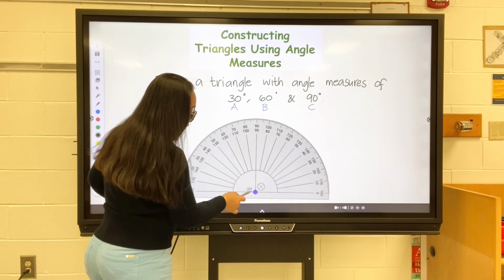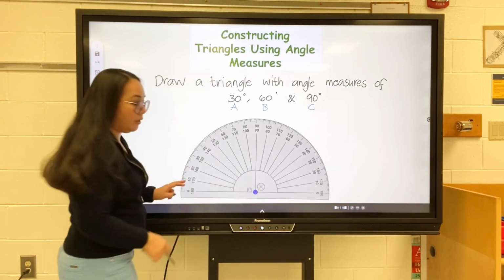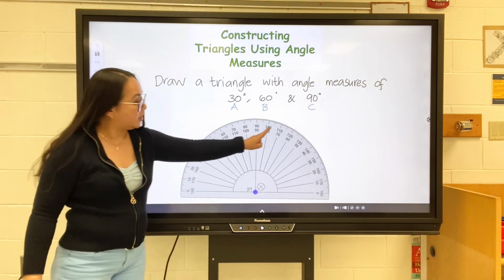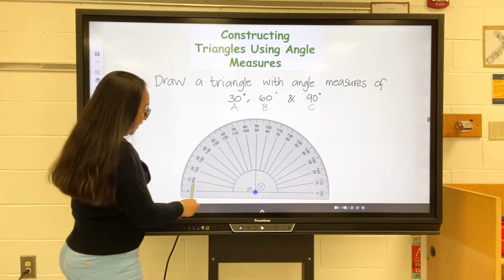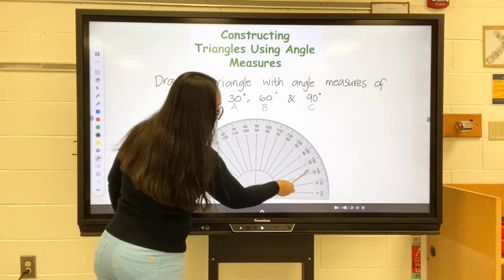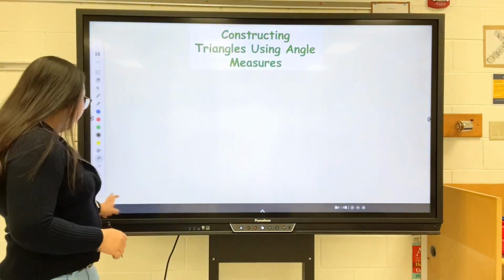This is the middle of the protractor and this is the line that starts from 0. If you notice, there are numbers here on top, which is called the upper scale. And if you see this scale also in the inner part, this is what we call the lower scale. So we have here an example.